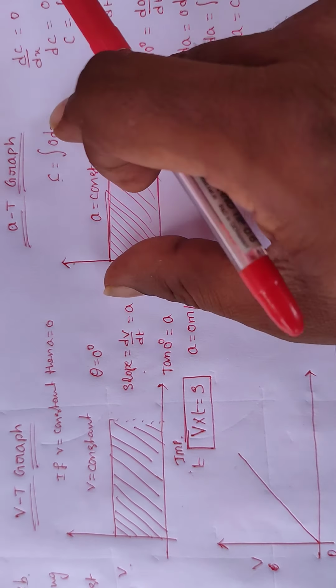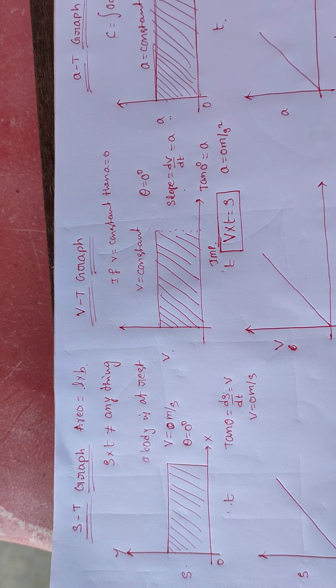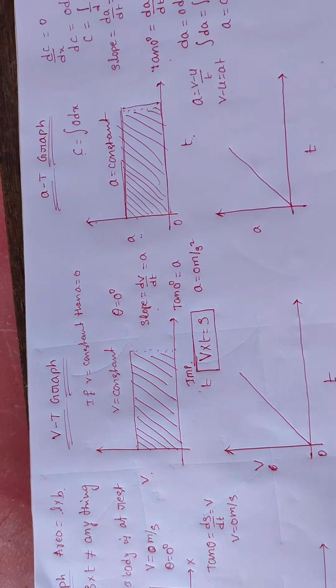What is the shape? Rectangle. What is the area of a rectangle? Length into breadth. Length value is time, breadth value is acceleration. Then multiply acceleration into time, that is equal to v minus u. Understood? So we have to define this condition: the area under the acceleration time graph represents change in velocity. Do you have any doubt? No doubts. So you have to observe these three conditions. Very, very important points.